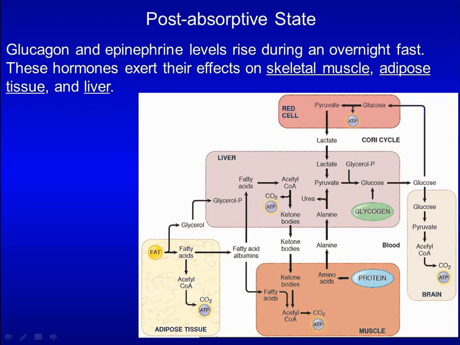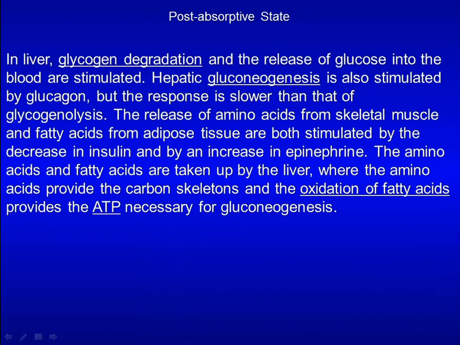Epinephrine and a low level of insulin stimulate the release of amino acids from muscle and fatty acids from adipose tissue. Amino acids and fatty acids are taken up by the liver. Amino acids provide carbon skeleton, and fatty acids are oxidized to provide ATP needed for gluconeogenesis. This information is summarized in this slide.